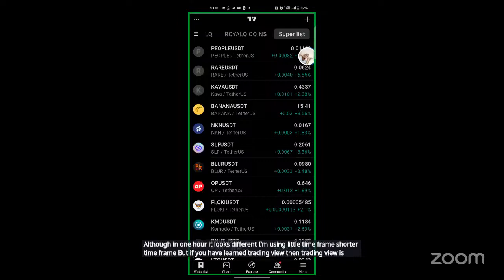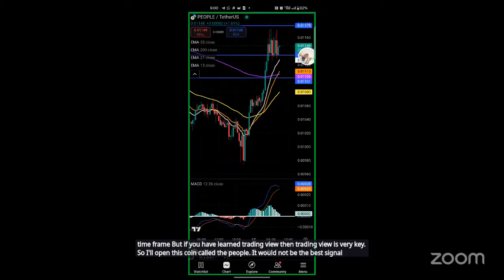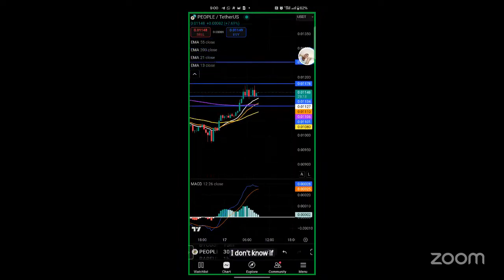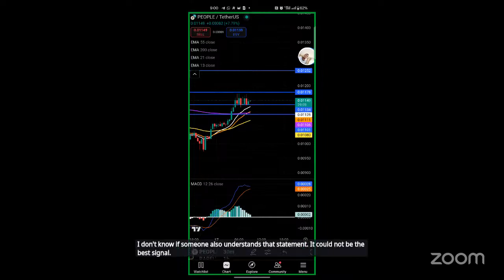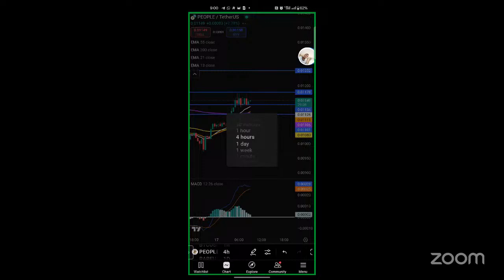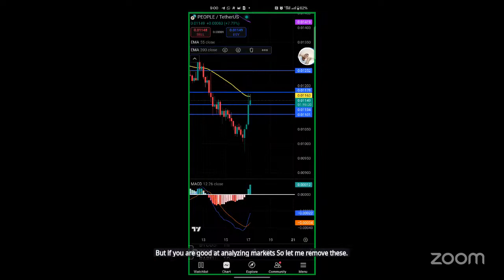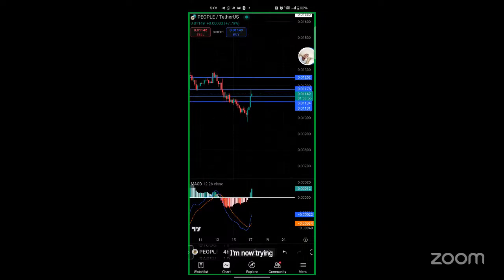So I'll open this coin called People. It could not be the best signal. I don't know if someone also understands that statement. It could not be the best signal. But if you are good at analyzing markets, so let me remove this. But I'm now trying to add knowledge together.